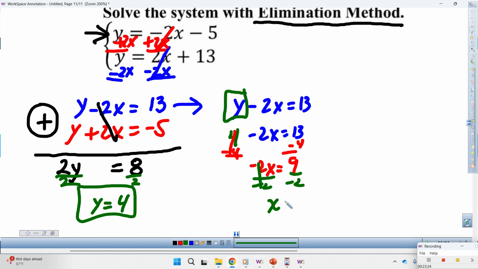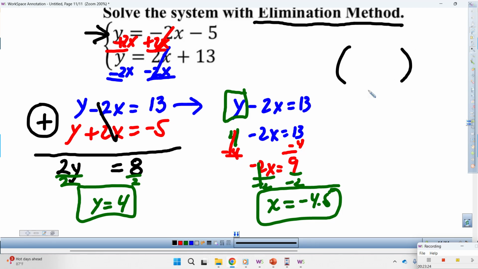X equals negative 4.5. Are we done? No. The last thing, you need to write it as a coordinate. What is x? Negative 4.5. And what is y? 4. This is my solution.